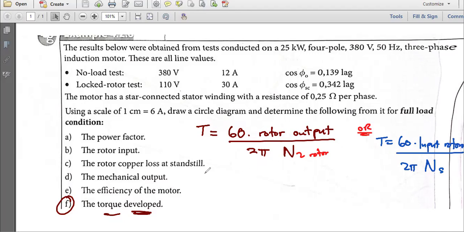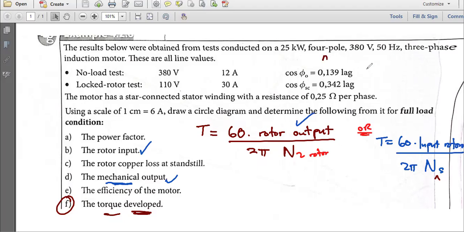So in this case, we calculated the rotor input on B. The rotor output, we also calculated it when you calculated the mechanical output. So you are going to use any one that you want. But we do not have these corresponding speeds, the synchronous speed and the rotor speed. But remember, the synchronous speed can be calculated.